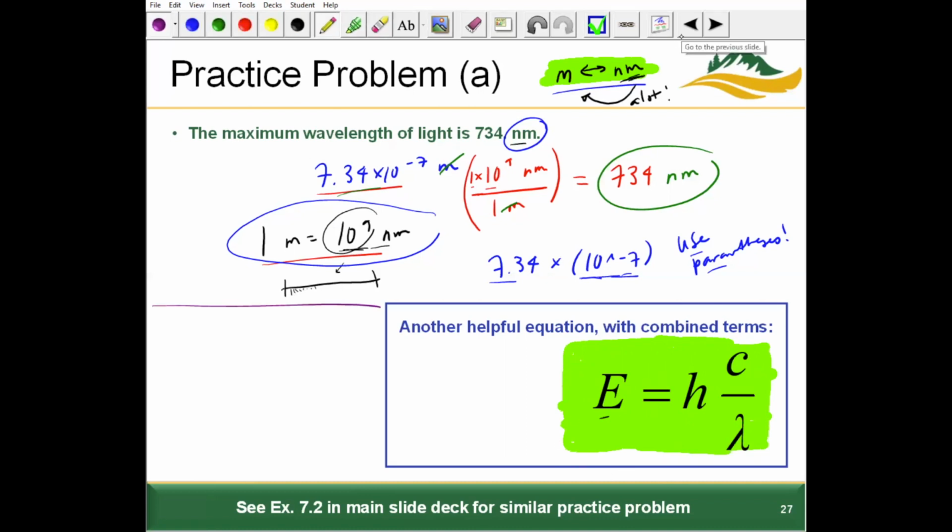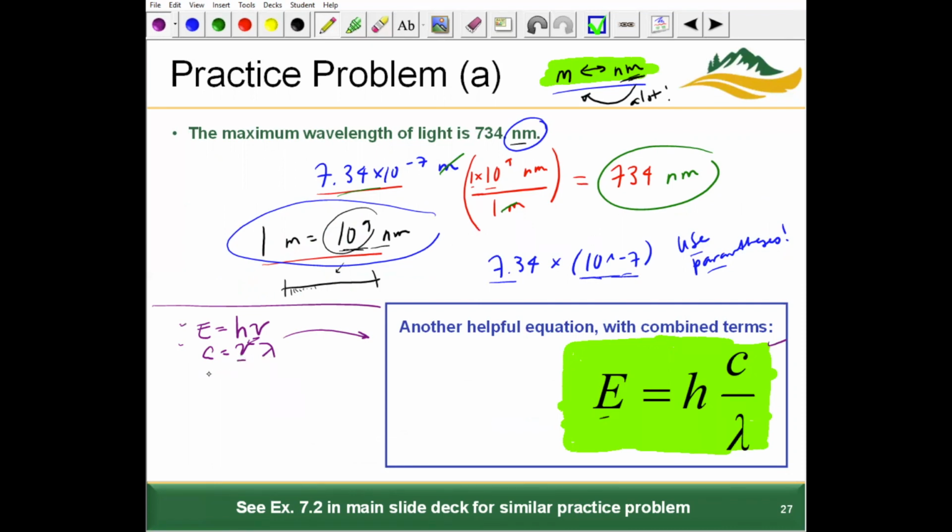Let me show you how this one works out. So energy equals Planck's constant times the frequency. Speed of light, we know, is equal to frequency times the wavelength. Let's try to connect this frequency term to this frequency term so we can show how we get this combined form of the equation. Again, you could use these individually or combined. It's up to your preference.